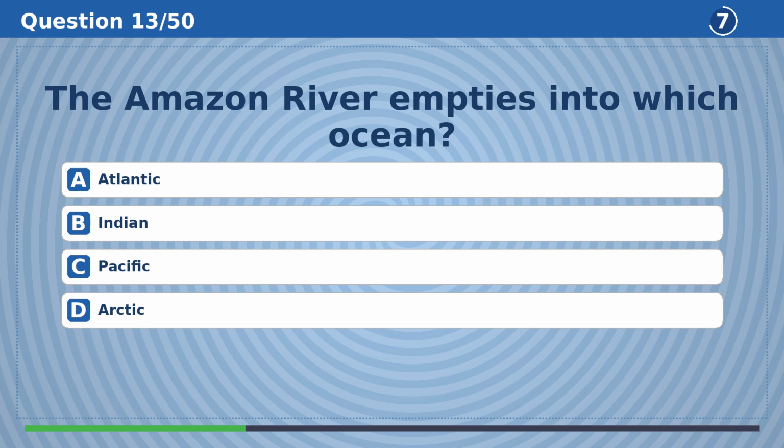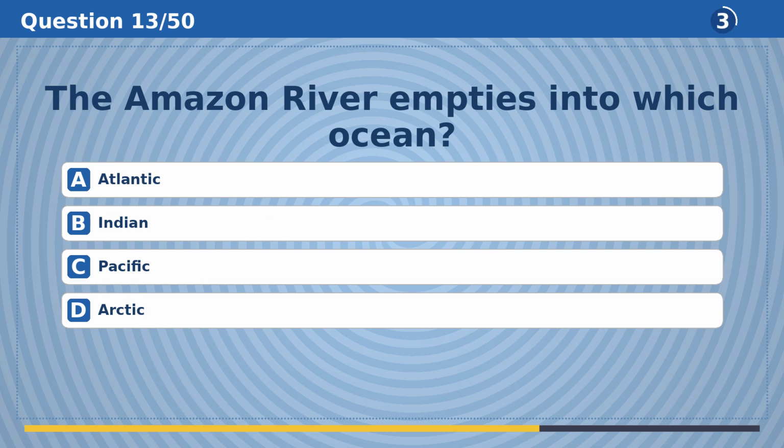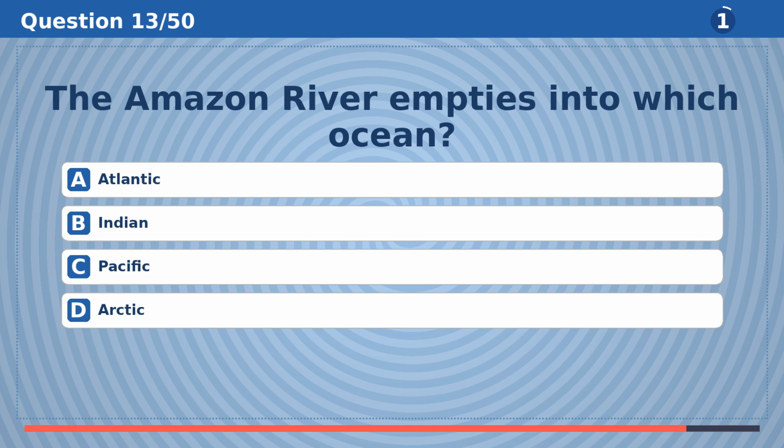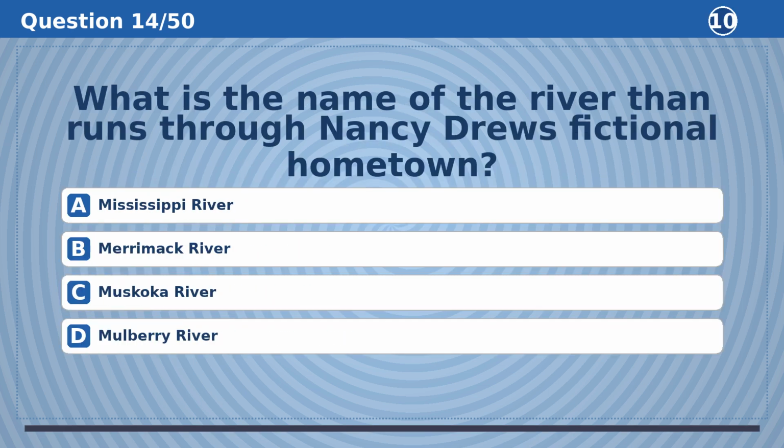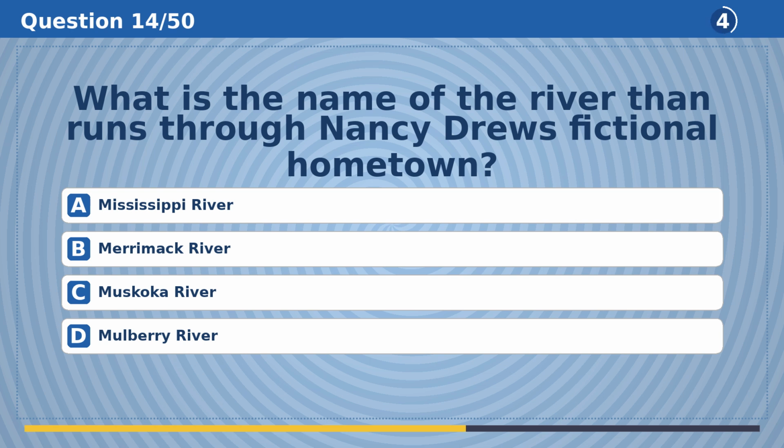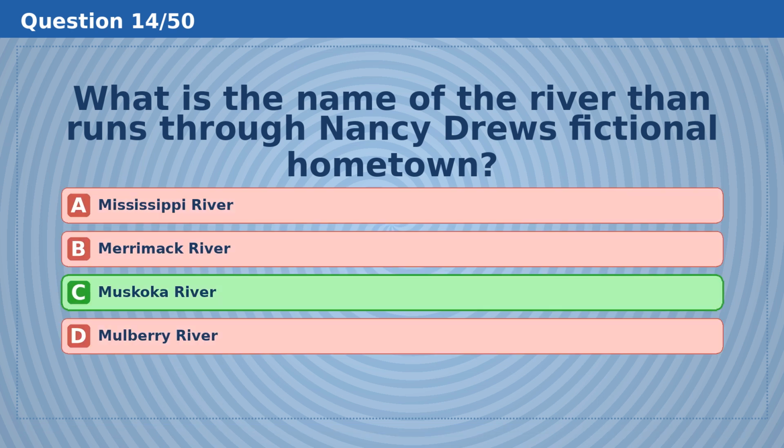The Amazon River empties into which ocean? The answer is A. Atlantic. What is the name of the river that runs through Nancy Drew's fictional hometown? The answer is C. Muskoka River.